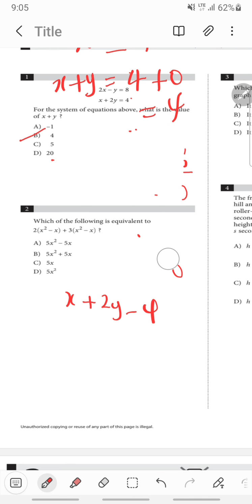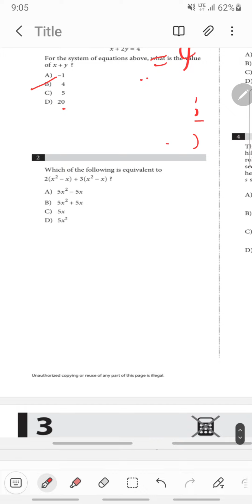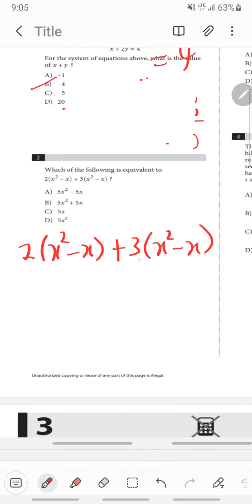So let's go to the second question that we have here, and that is 2 into bracket x squared minus x, plus 3 into bracket x squared minus x. They say which of the following is equivalent to this? If you look at it very well, this term here and this term are the same. It's common to the two of them. So I can factorize it and bring it outside.